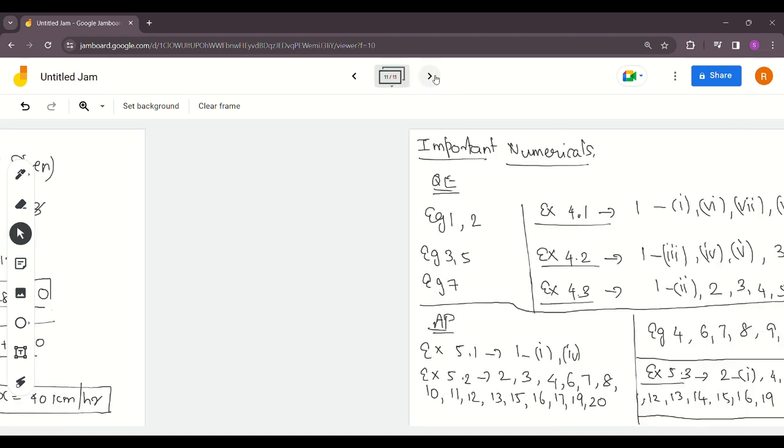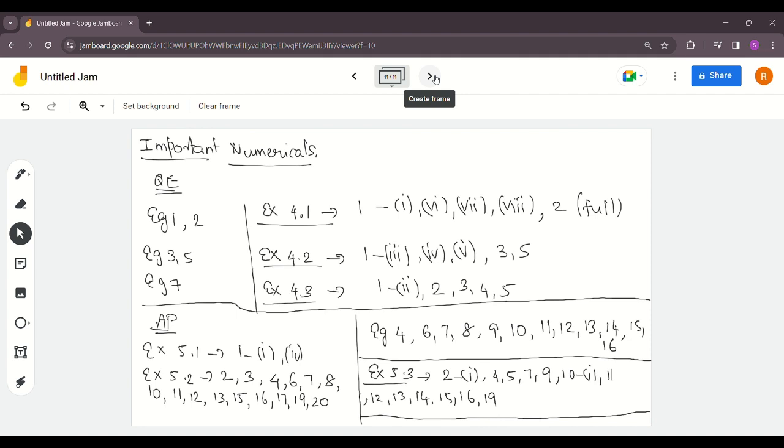So I hope that all of you are able to understand both the chapters. Now I have given you some important questions as well in both the chapters. All these questions are taken from the new edition of the textbook, so you can go through the new edition.